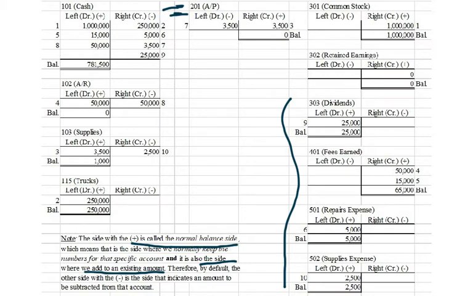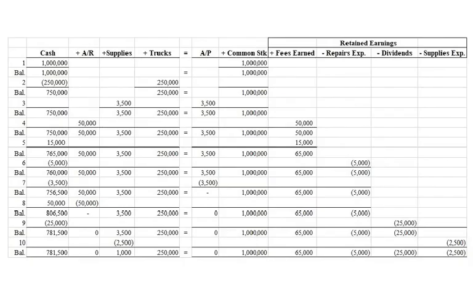So what's going on with those? Well, just as a quick refresher, remember all of these accounts down here are all subsets of retained earnings. So let me go one slide over just to go back to something you've seen before. So that's how they were originally displayed, right? So there was your fees earned, your repairs expense, dividends, supplies expense. So they were all subsets of retained earnings.